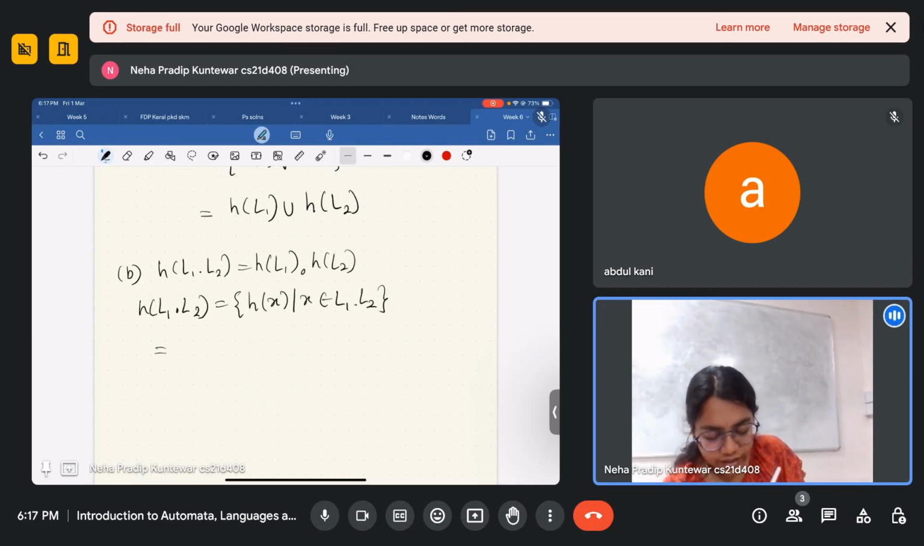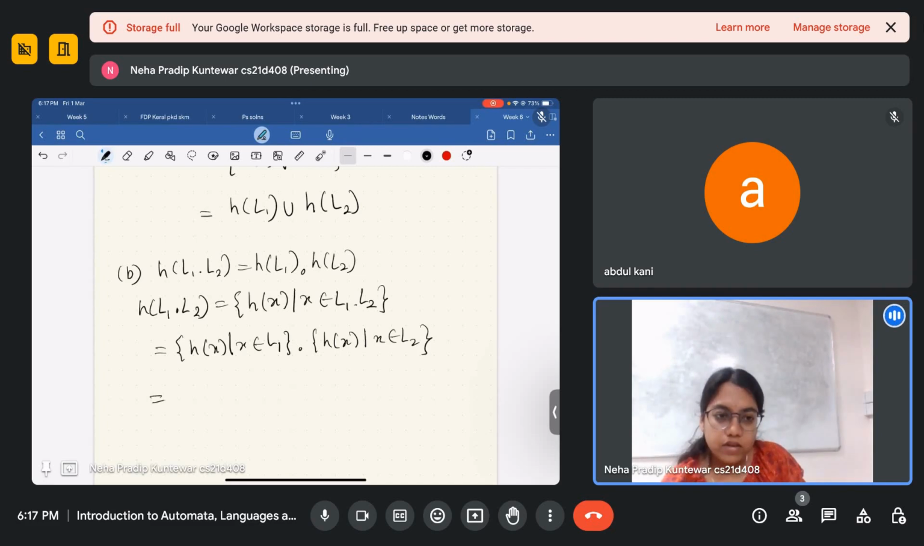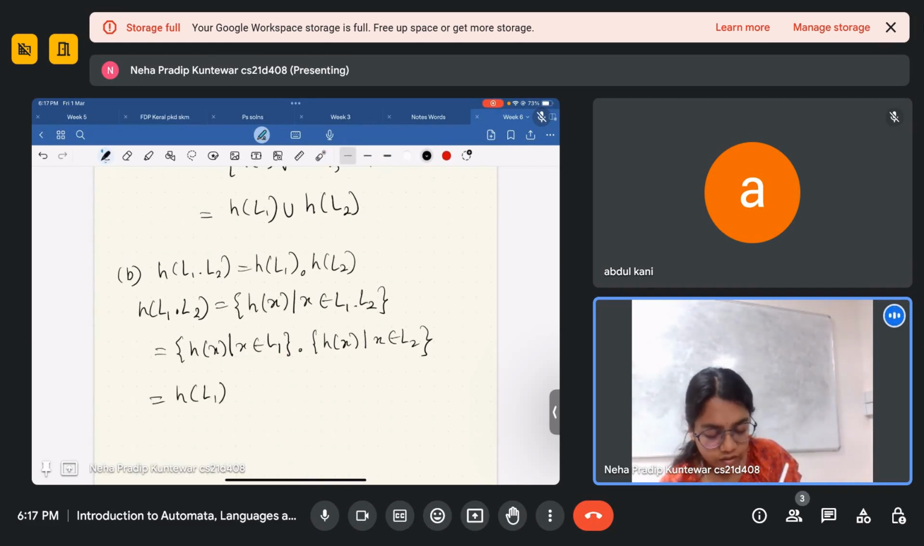And how do we write this further? This is nothing but h of x, where x is in L1, concatenated with h of x such that x is in L2. Again, as earlier, we saw that this set is nothing but h of L1, and similarly this set is nothing but h of L2. So this is also valid.